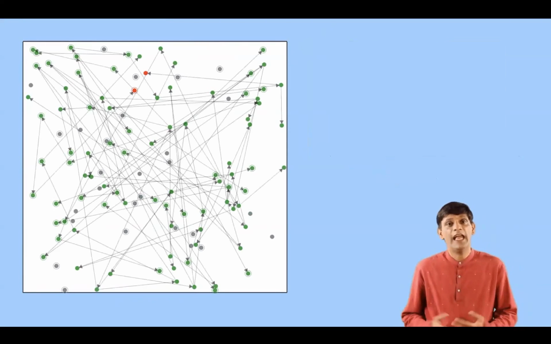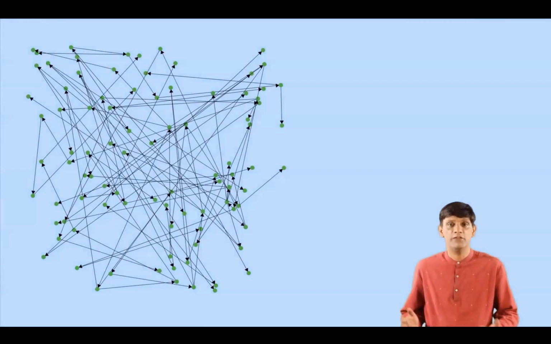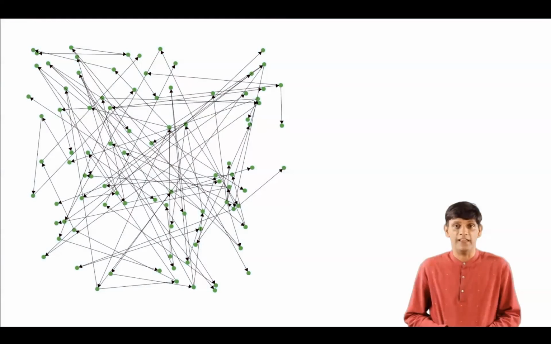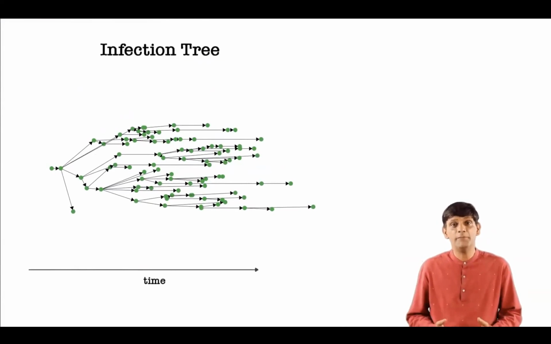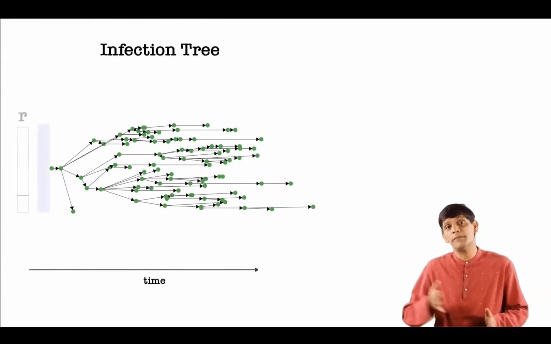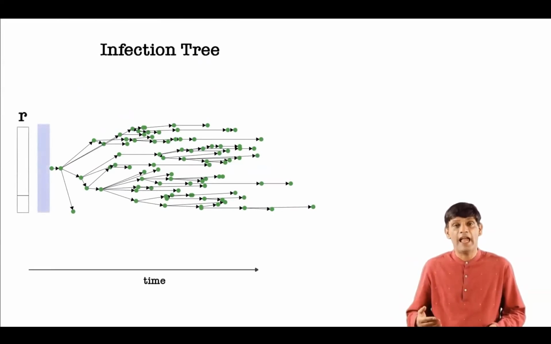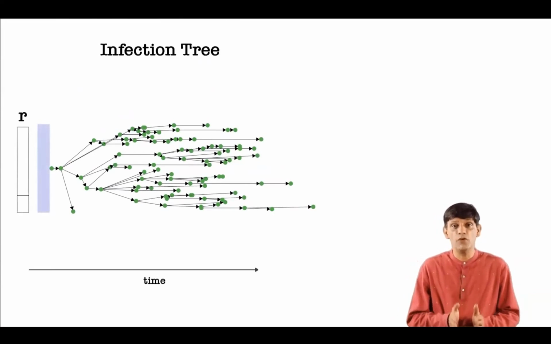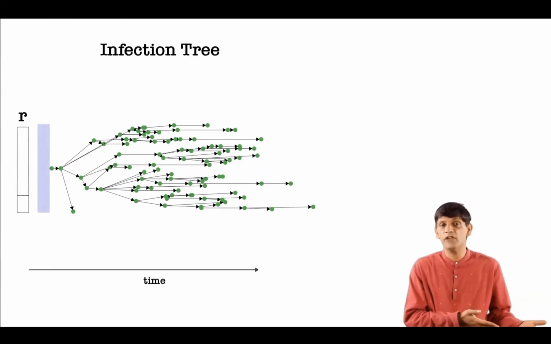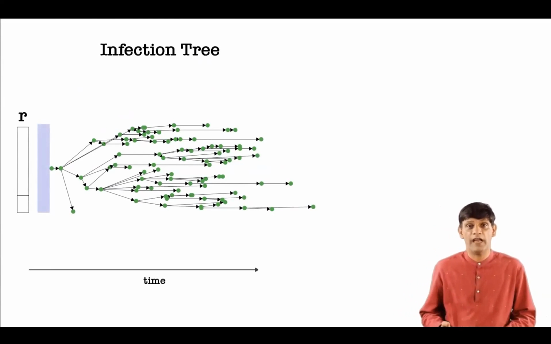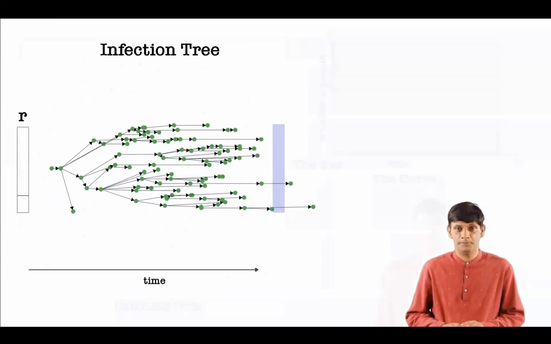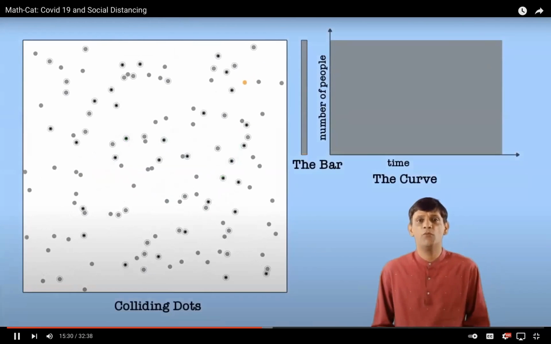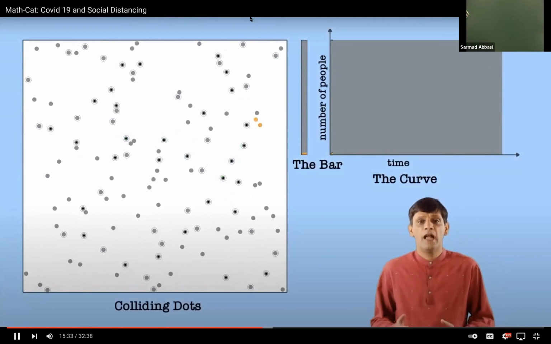All right, so this is an animation, and this part is not colliding dots. This part is just showing what is called an infection tree, how the infection spread. And here, this part is showing how you compute the R value. If you know the infection tree, you can compute the R value. So that's one, and let's stop that.